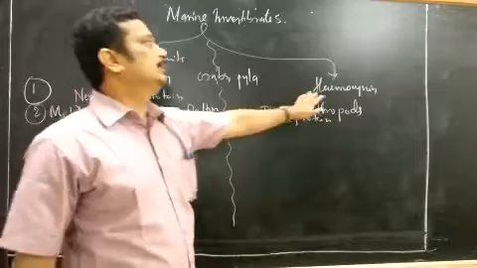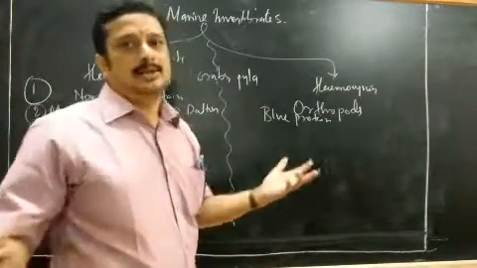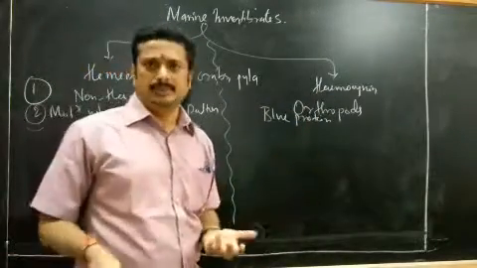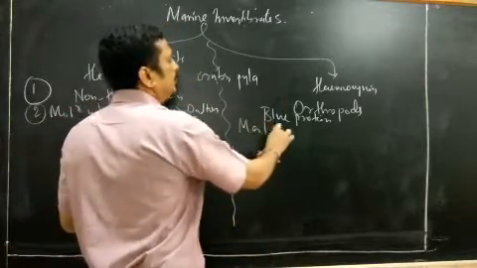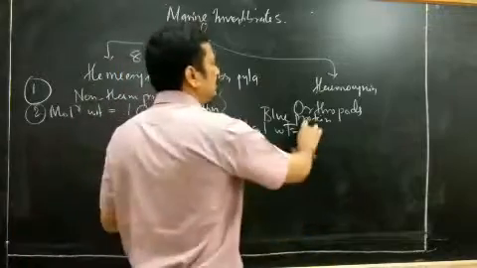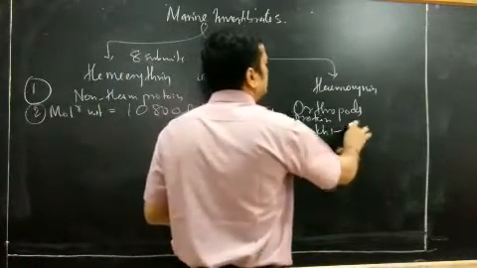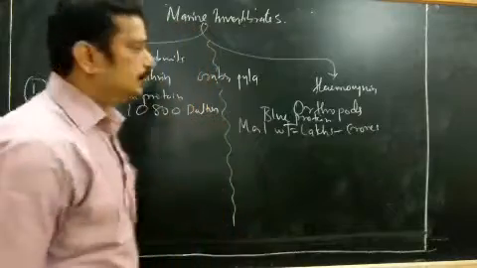Similarly, the molecular weight of hemocyanin is very large. It is made up of many subunits, a very big molecule. Its molecular weight ranges from lakhs to crores.